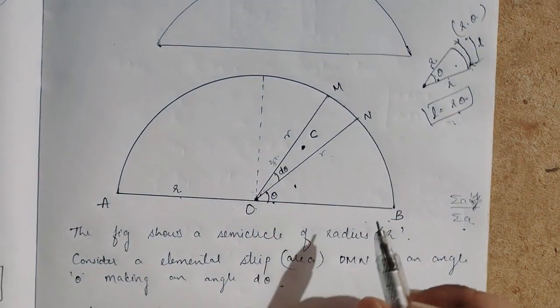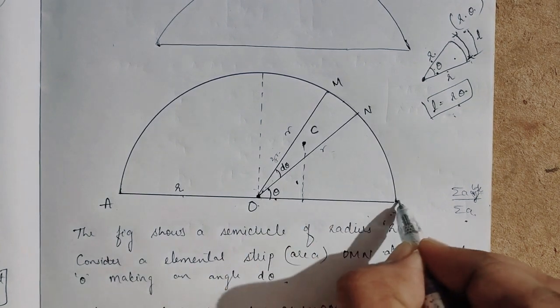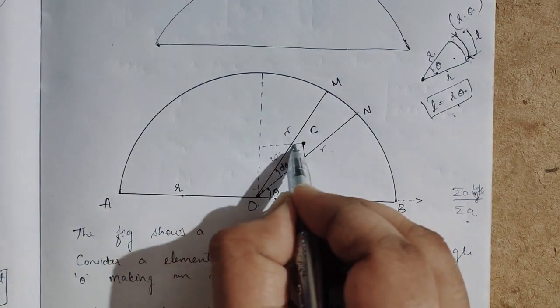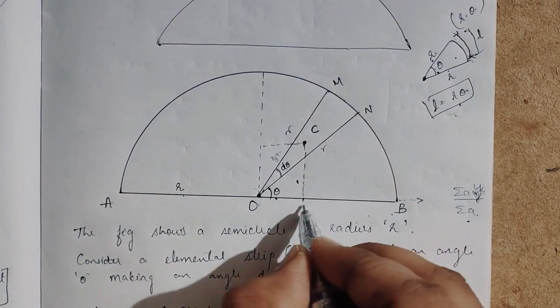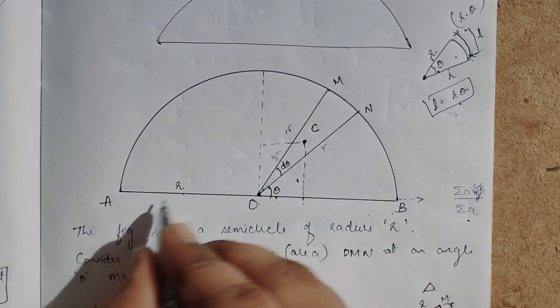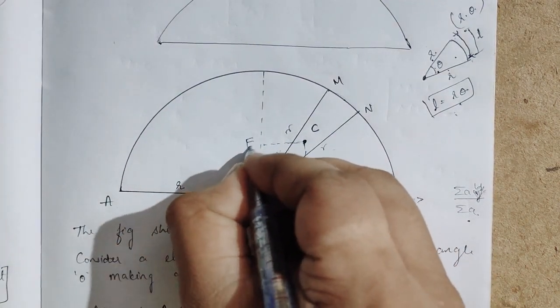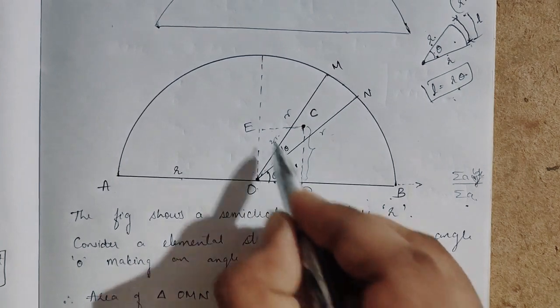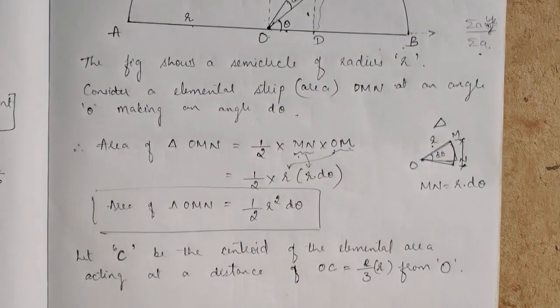Now I'll drop a perpendicular towards the AB axis, and also a perpendicular to the O axis. I'll name this D and this E. Now I'll find the distances CE and CD.